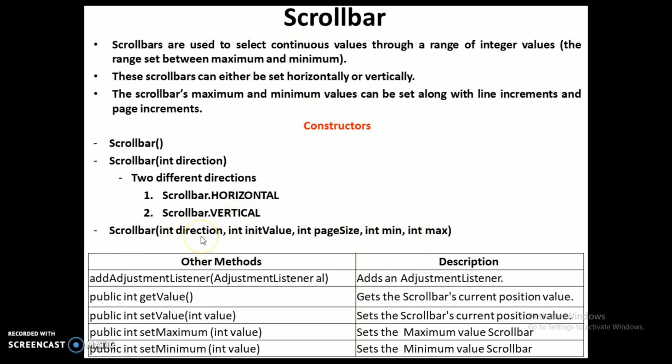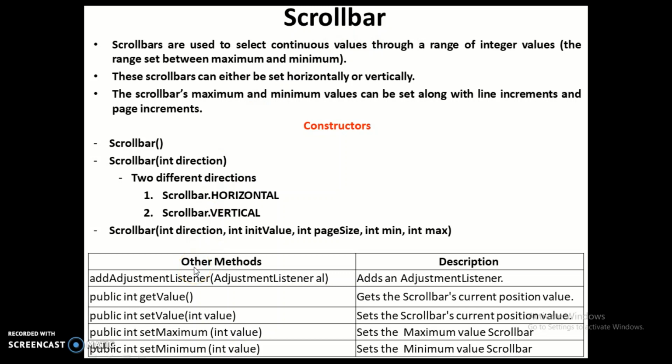The first argument is direction itself with 2 different values, horizontal and vertical. The init value represents the initial value of the scrollbar, whether it is a horizontal scrollbar or a vertical scrollbar. The page size represents the bubble size that is present over the scrollbar that we are able to move up and down. And the minimum and maximum values are the fourth and fifth arguments. These are the three different types of constructors that are available in the Scrollbar class.